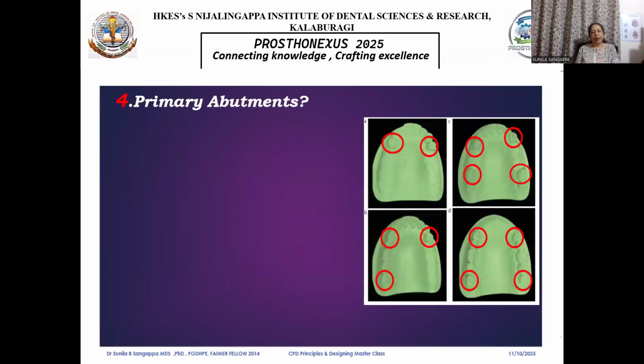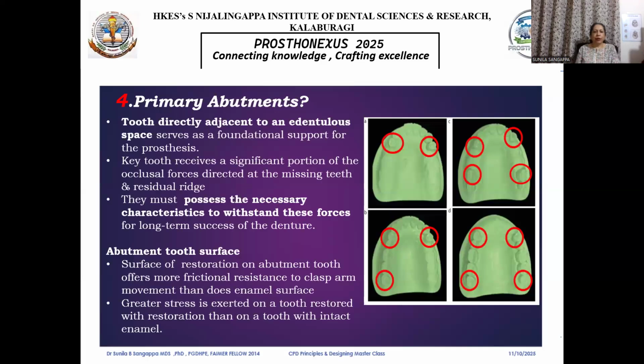Now moving further. The next question we need to answer is, which are the primary abutments we are considering in our design? So it's important for us to understand that these teeth receive a significant portion of our occlusal forces directed at the missing teeth as well as on the residual ridge. So the teeth that are directly adjacent to an edentulous space serve as the foundational support for the prosthesis. We should also ensure that they possess the necessary characteristics to withstand these stresses. That means they need to be periodontally sound.